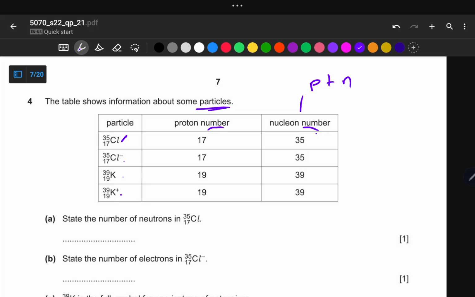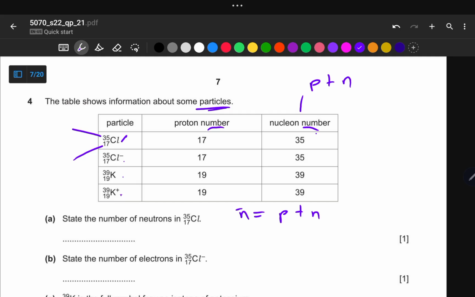So the proton number is the number of protons in an atom, right? State the number of neutrons in chlorine. From the nuclide notation, this one is the mass number, and this one is the number of protons, right? We said nucleon number is also equal to mass number. So nucleon number N is equal to protons plus neutrons. Let us say it's N naught, so that we can differentiate between the two.